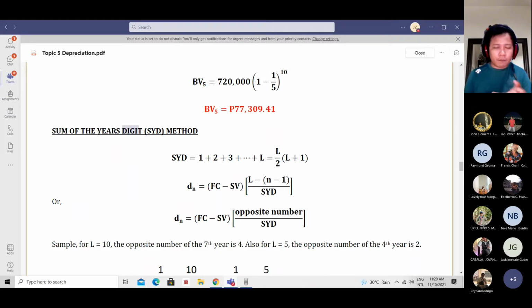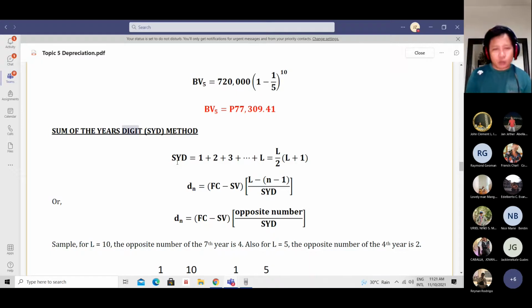If you have a year of 5 years, then ang imuhang SYD will be 1 plus 2 plus 3 plus 4 plus 5. So technically, you have to solve for the SYD first. Kaya na man ang 1 plus 2 plus 3, mura man na ipang-add up. The only problem is, what if dako ang life? Let's say, a life of 50 years. Mag-add ka diha from 1 hangtod 50.